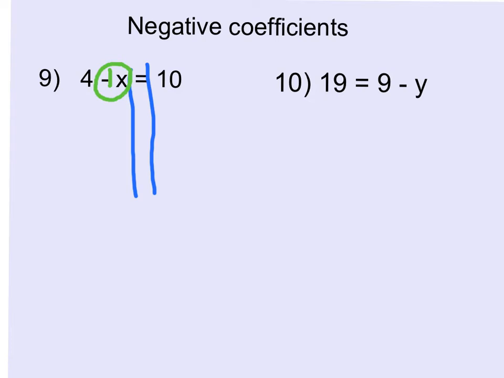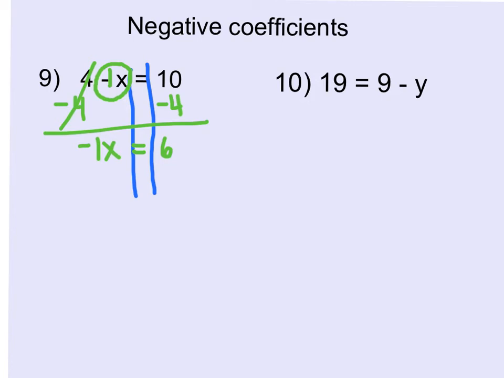We're still going to go about solving this problem in the same way using the river, but our coefficient now is a negative number. We do need to get the negative 1x all by itself on the left-hand side, so we are going to subtract 4 from both sides of the equation first. When we subtract 4, we're left with negative 1x equals 6.